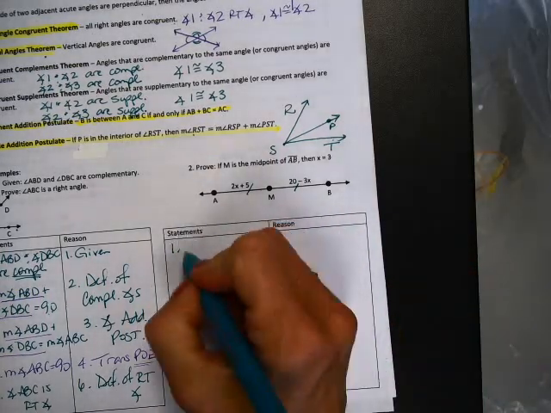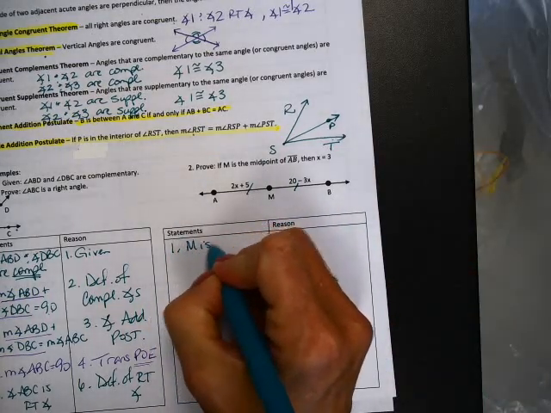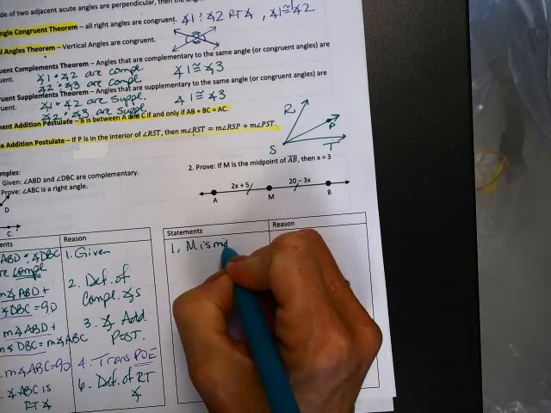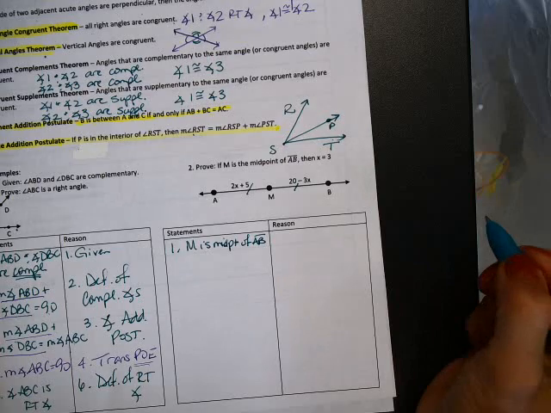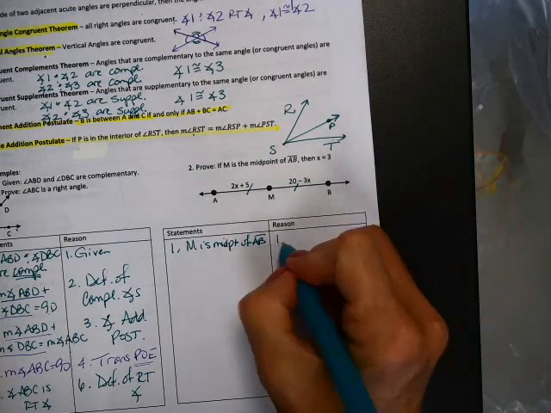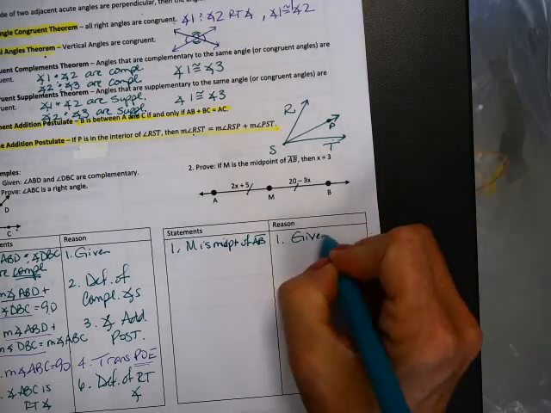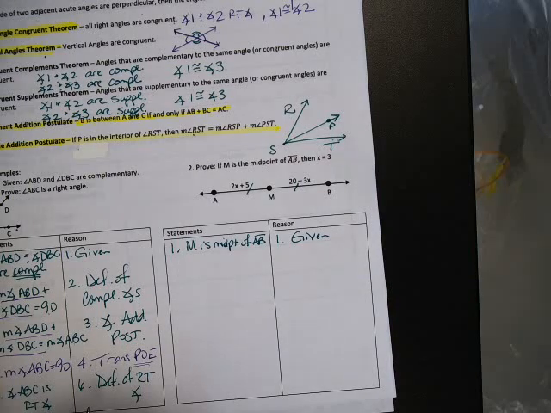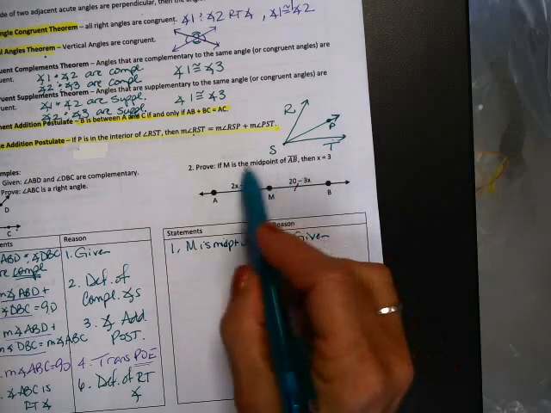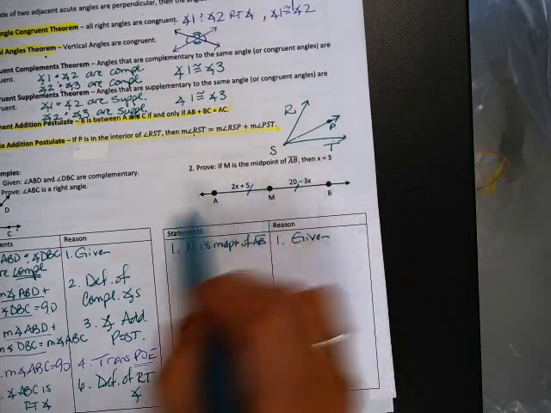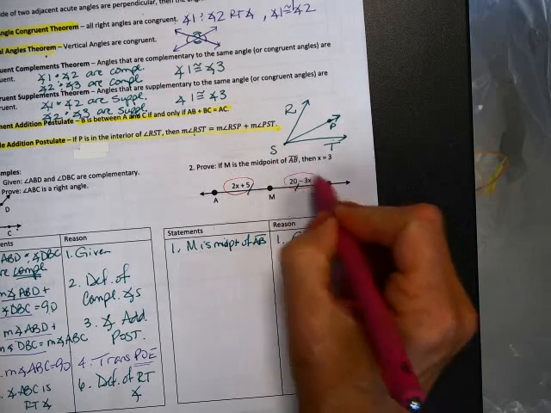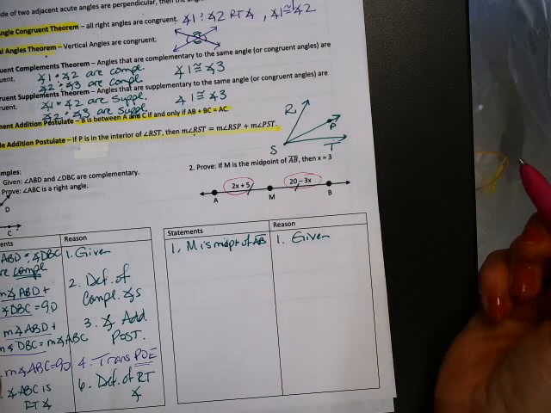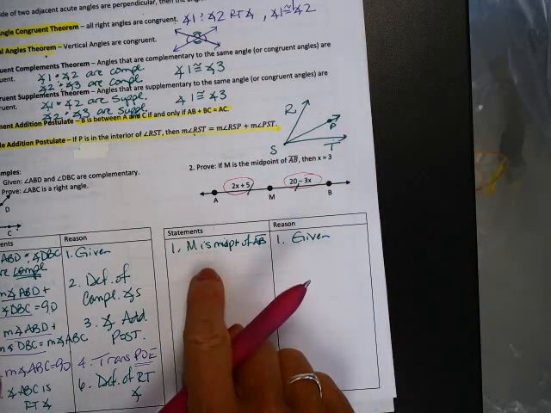So, start with your given. M is midpoint of a segment AB. Given. Is there anything else I'm going to need from the picture, though, that's not right here? See this right here? Sometimes they add information in the picture, and you're going to want to use that in your proof. But to use it in your proof, you have to put it down in here.